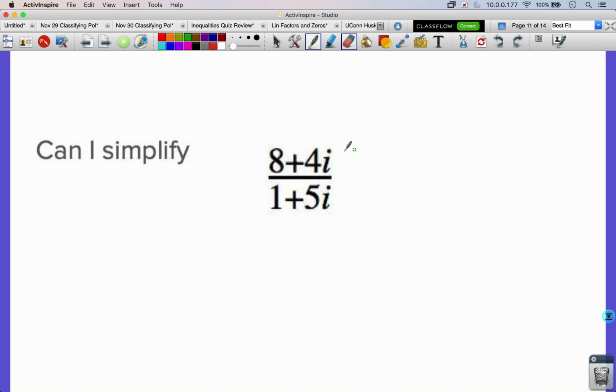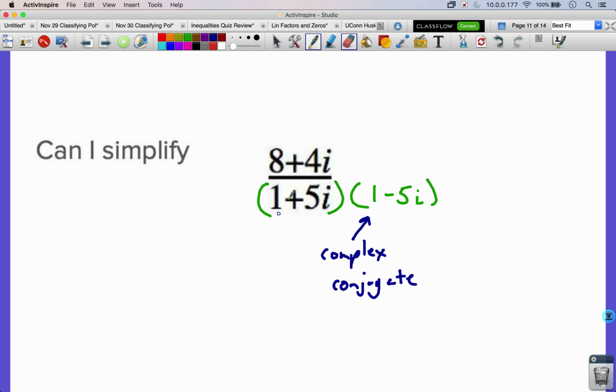Well, what won't work is to multiply by i over i, because it would get rid of this i, but then this would pick up an i, and we would still have the imaginary number in the bottom. So what we're going to do is multiply by something called the complex conjugate. To form a complex conjugate is very easy. All you do is flip the middle operator. So this is a complex conjugate. Complex because it's a complex number. Conjugate because it is the same binomial with the middle operator flipped.